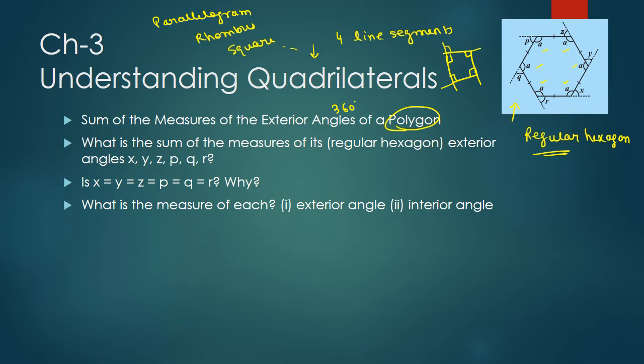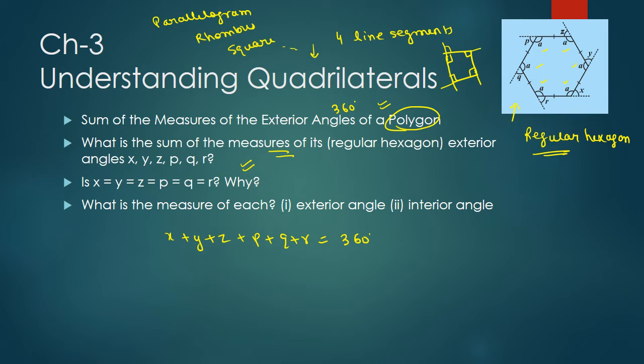We have to find out the sum of exterior angles X, Y, Z, P, Q, R. Be it as many angles as the question can give us, but the point is the sum of all the exterior angles is always 360. So we are done with this part.